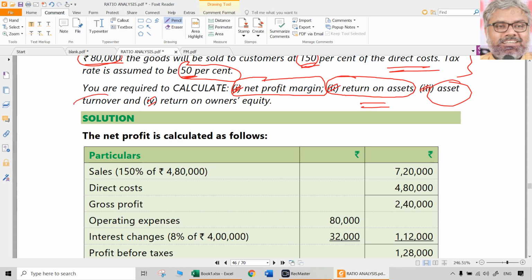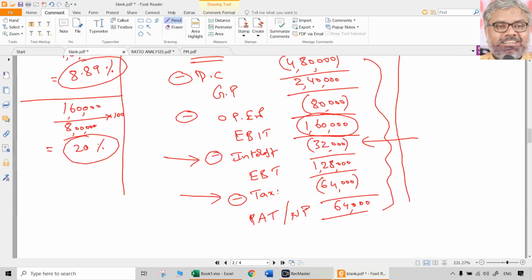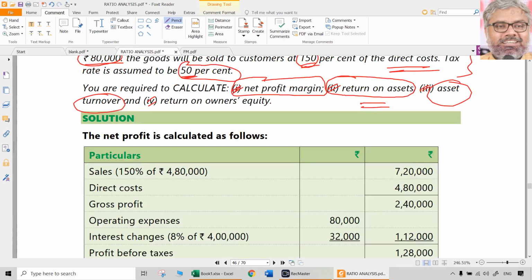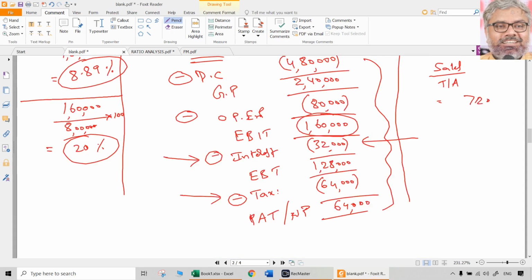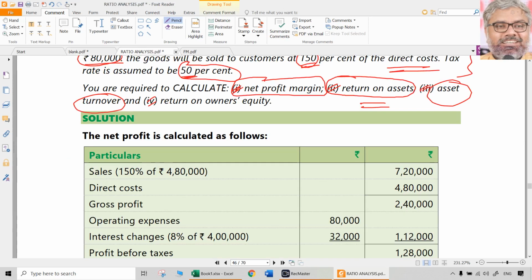Anyway, asset turnover, this is a direct one. Any turnover ratio is sales divided by assets. So in this case, sales divided by total assets. Sales is how much? Do we know? Already we know that, 7.2 lakhs. So 720 divided by total assets, which are 800,000. So 720 by 800, that is 0.9 times. This is the total asset turnover ratio, 0.9 times.